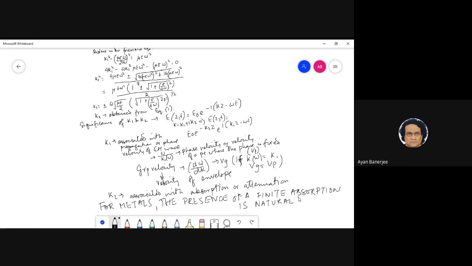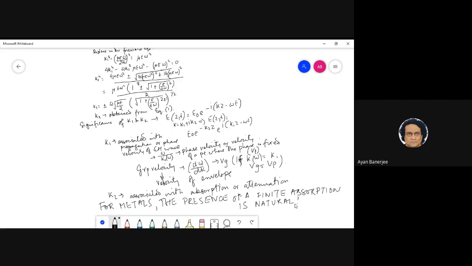That is why it is a metal. It is not the case for dielectrics. Dielectrics are typically not absorbing, as we saw that sigma is 0 there. As a result, K is simply omega by C.